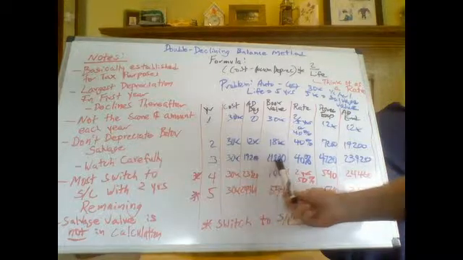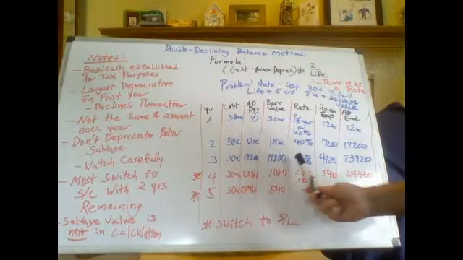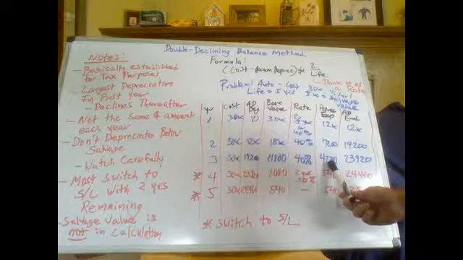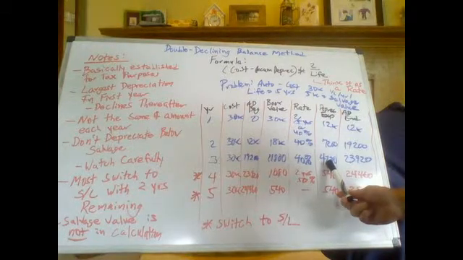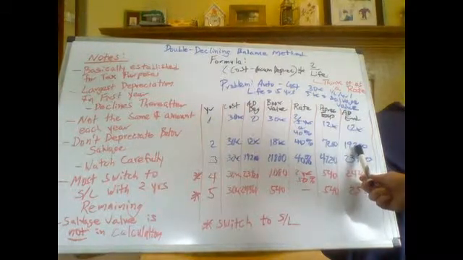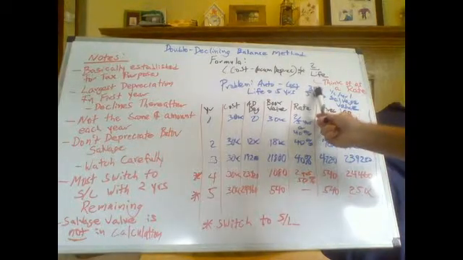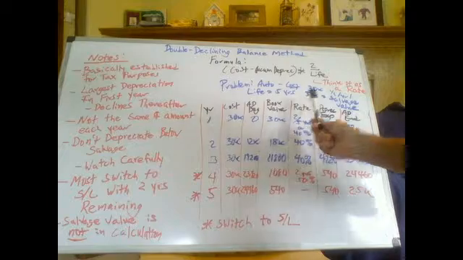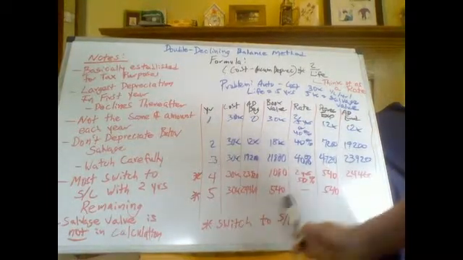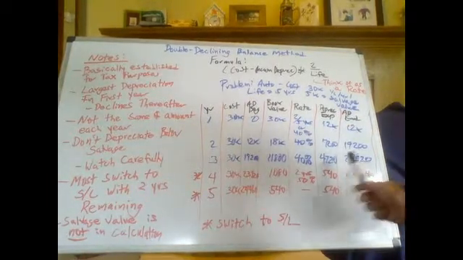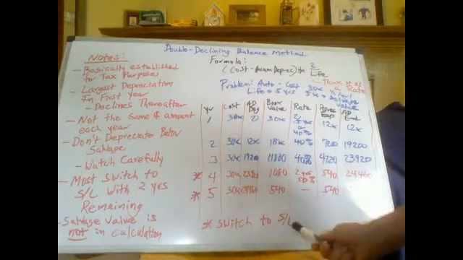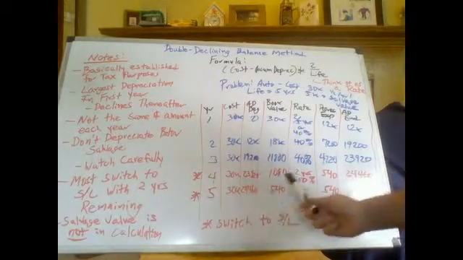30,000 less 19,200 gives us 11,800 of book value times the 40%, or 4,720 taken in year 3. When added to the 19,200 puts us at 23,920. We can only depreciate to 30,000 minus 5,000, or 25,000, which means we're almost there at the end of year 3. So we switch to straight line in year 4.